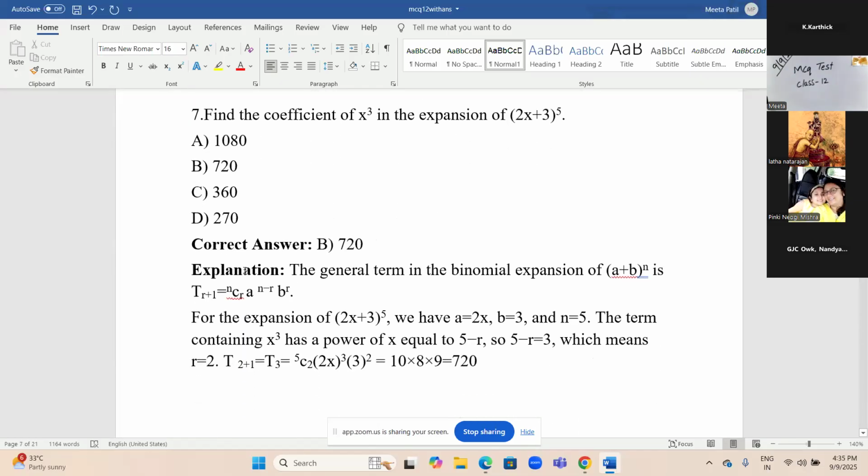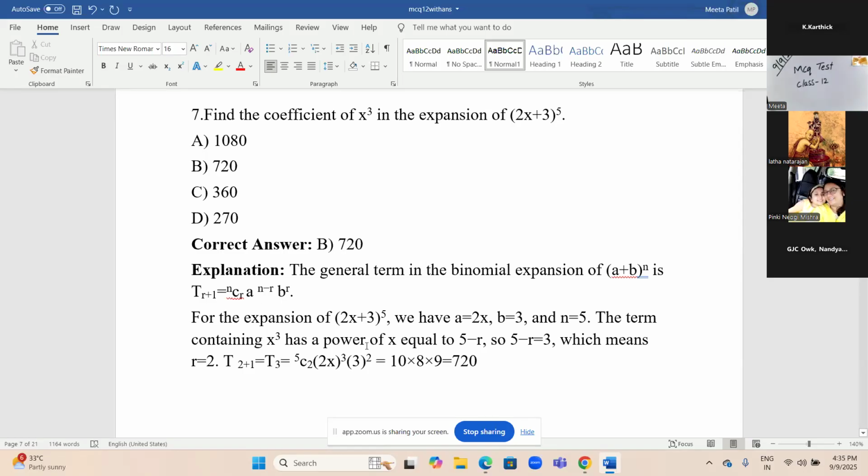And you are having the seventh question. Find the coefficient of x cube in the expansion of (2x + 3)^5. Okay, so here you have already gone through the expansion of the binomial theorem in terms of (a + b)^n, and you have the general term. What is that general term? T(r+1) = nCr a^(n-r) b^r.